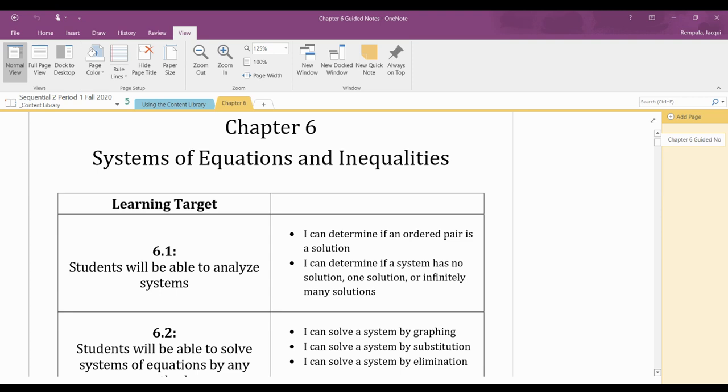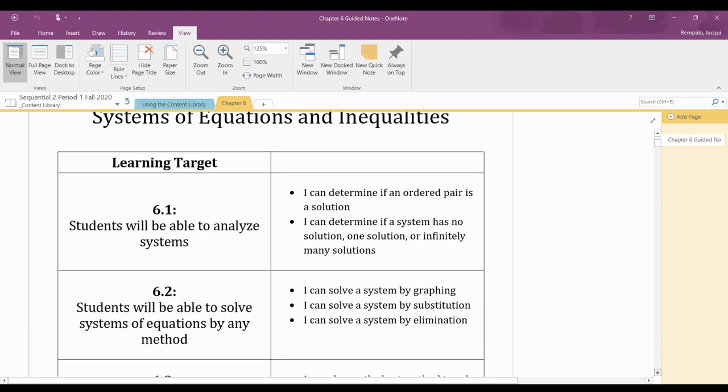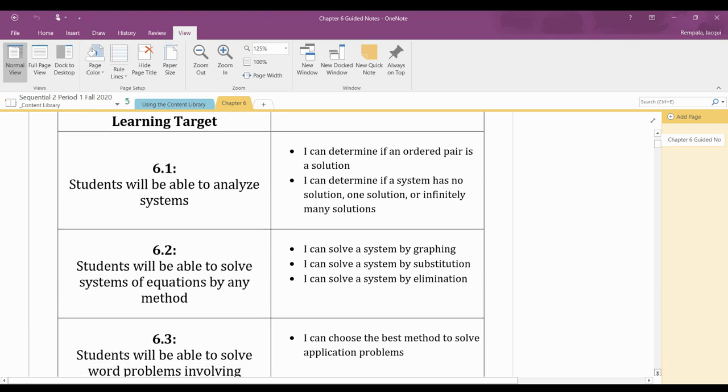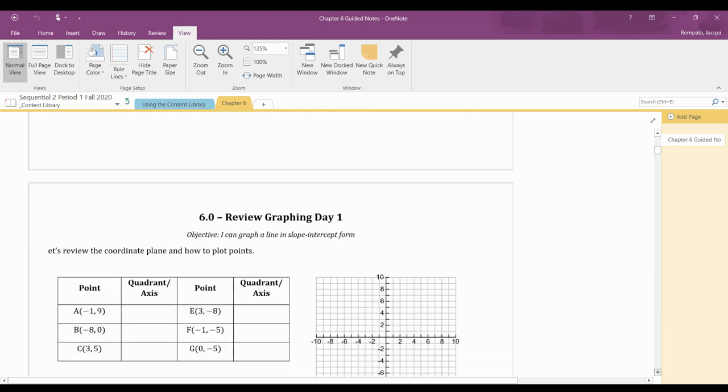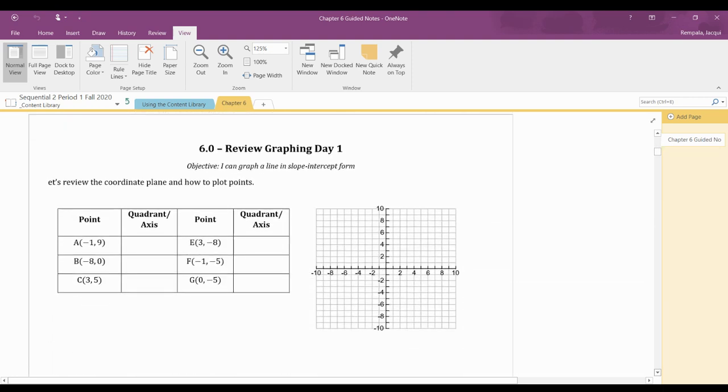So chapter 6 is all about systems of equations and inequalities. And how I teach, I like to break everything up into specific learning targets. So in this particular chapter, there are 3 learning targets. There is a learning target where students will be able to analyze systems. There's a learning target where students will be able to solve systems of equations by any method. And the third and final learning target is that students will be able to solve word problems involving systems of equations.